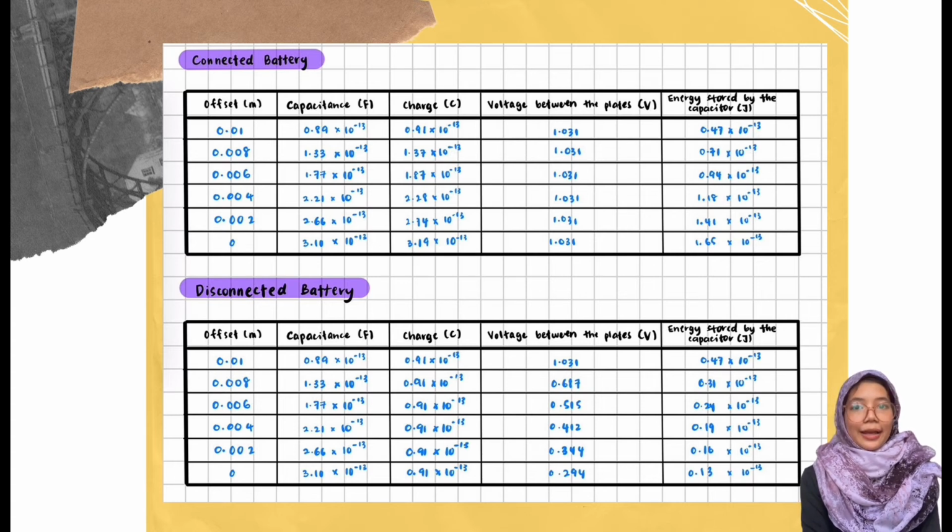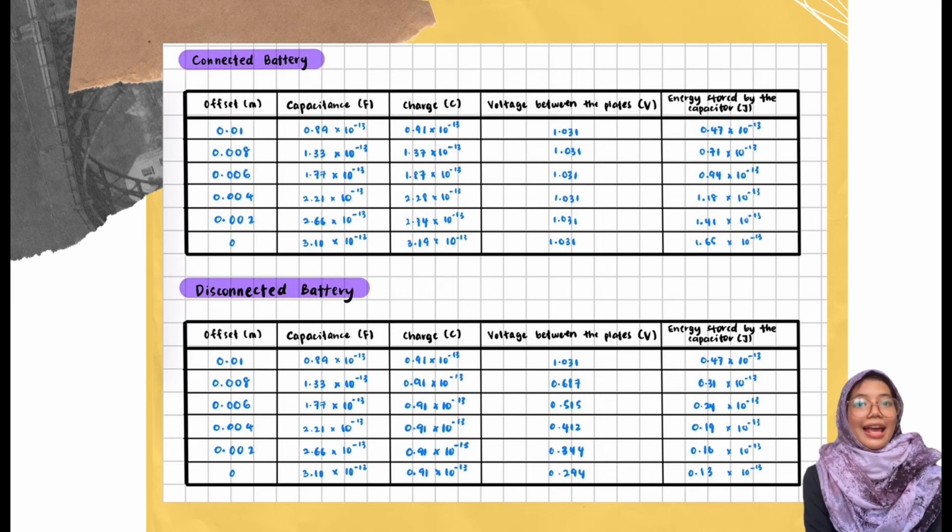The energy stored by the capacitor, J, we got 0.47 times 10 to the power negative 13, 0.71 times 10 to the power negative 13, 0.94 times 10 to the power negative 13, 1.18 times 10 to the power negative 13, 1.41 times 10 to the power negative 13, and 1.65 times 10 to the power negative 13, respectively.